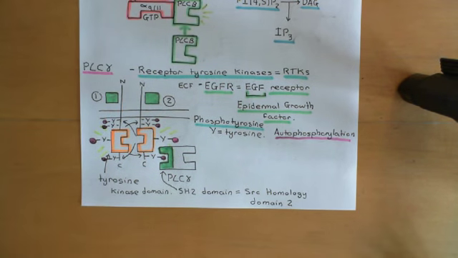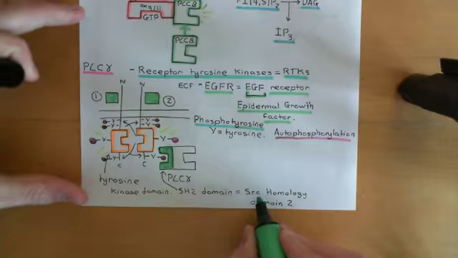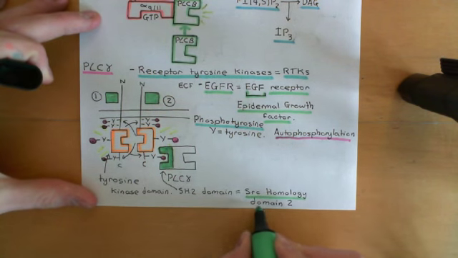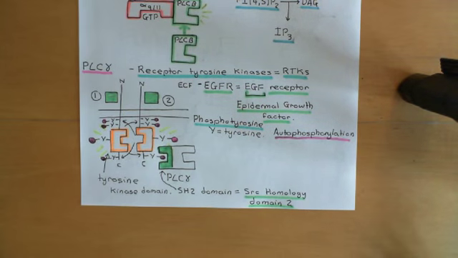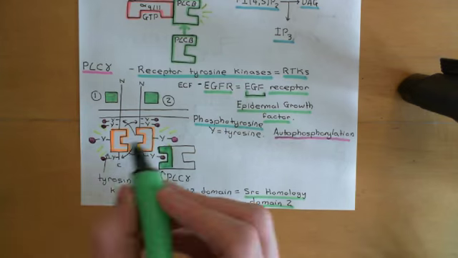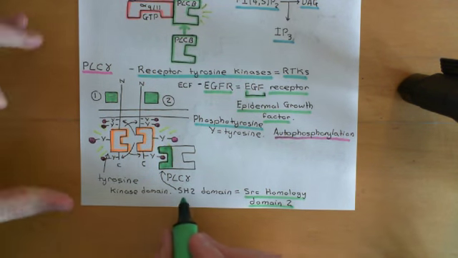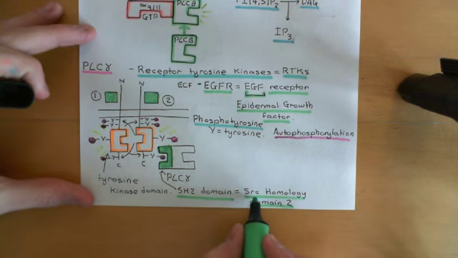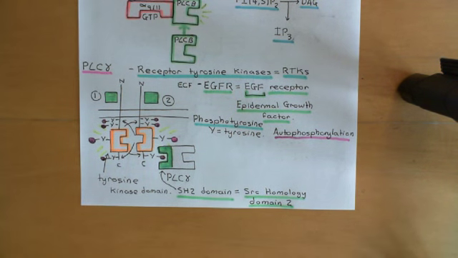Src is a non-receptor tyrosine kinase. It's a free tyrosine kinase, so it's not attached to an integral membrane portion. It's just free and floating around in the cytoplasm. Src has one of these SH2 domains, and it was one of the proteins that this domain was first found in, hence why it's now called Src homology domain, the domain that is homologous to a domain that we have found in Src.